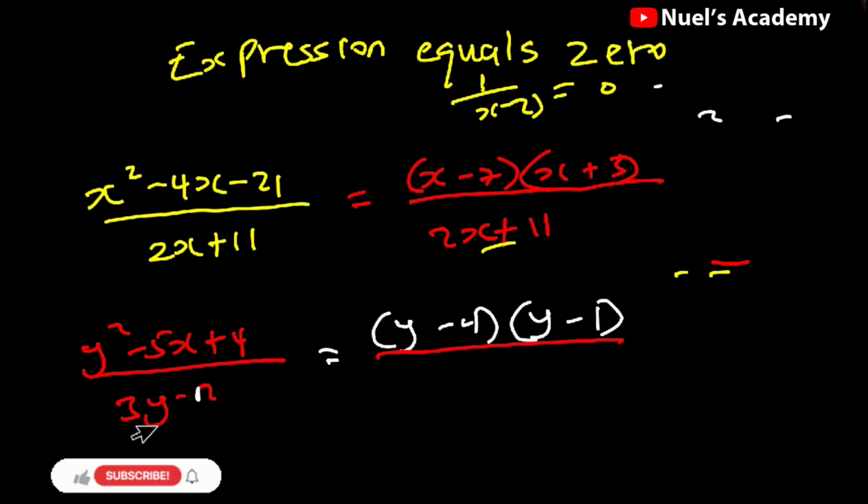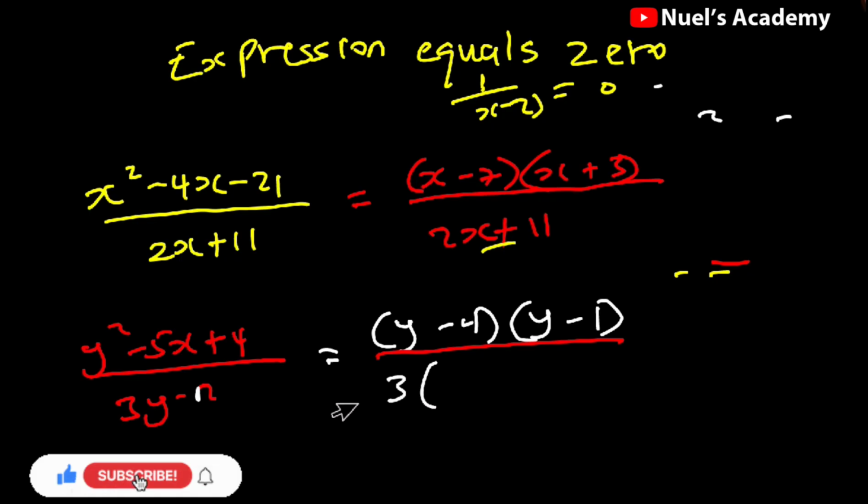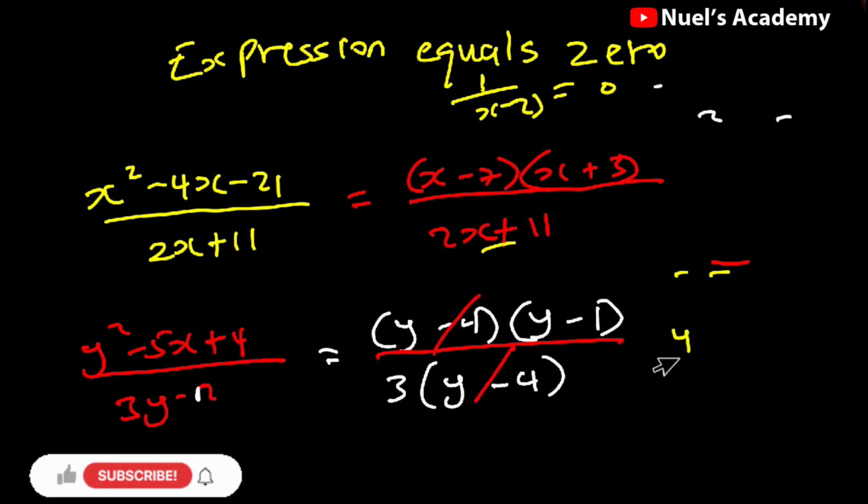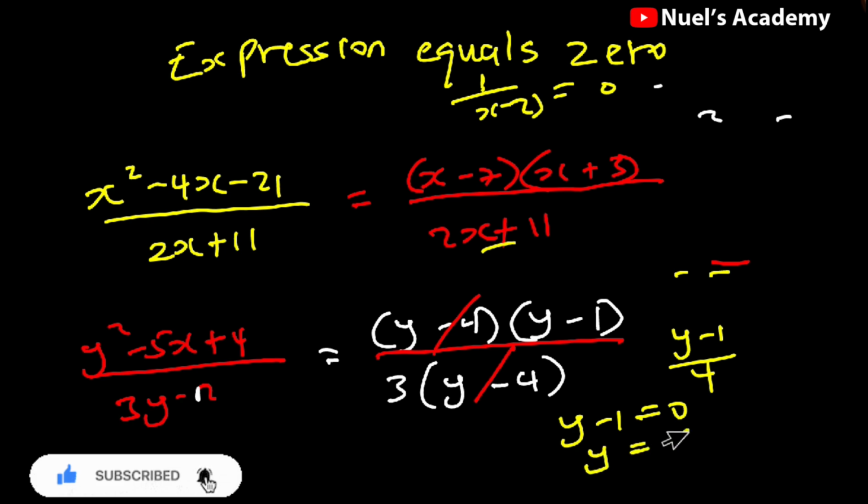If you factorize this, you see that 3 is common to both 3y and negative 12. So let's bring out 3. 3y divided by 3 will give us y, then negative 12 divided by 3 will give us negative 4. So y minus 4 and y minus 4 will cancel out. We'll be left with y minus 1 over 3. So let's equate the numerator to 0. So y minus 1 equals 0, and then y equals 1.